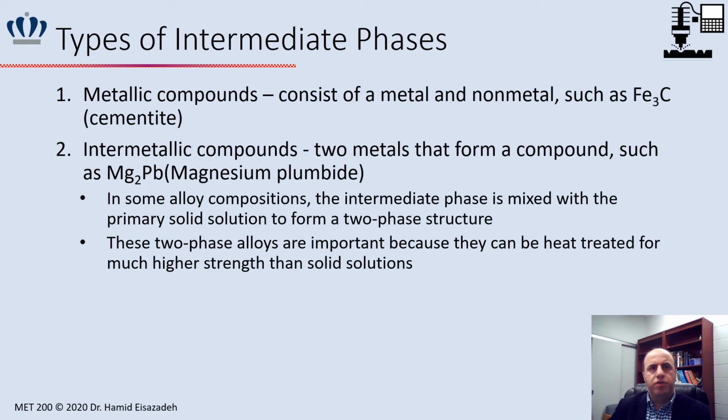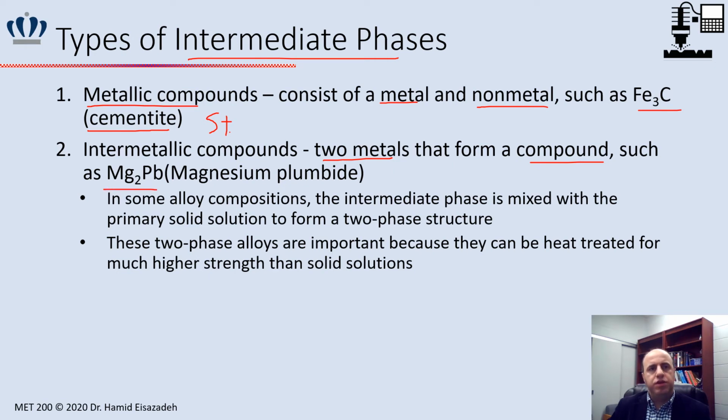We have two types of intermediate phases. One is a metallic compound, where we have one metal and one non-metal, such as Fe3C, which is cementite, a common compound in carbon steel. And then we have intermetallic compounds, where we have two metals that form a new compound, and the properties are unique compared to the two pure metals.